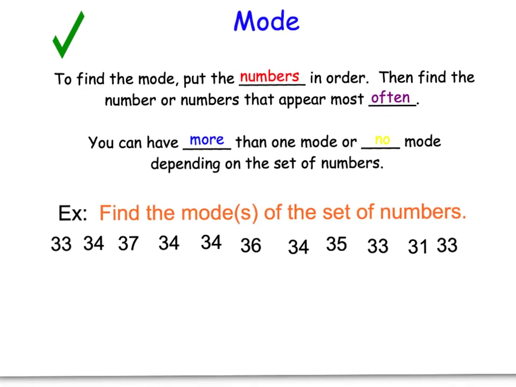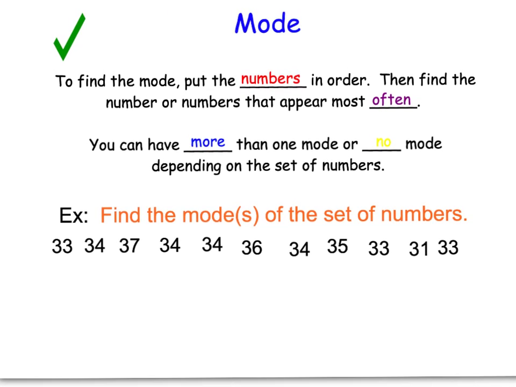Alright, well there's mode. And to find mode, again, you put the numbers in order. It's helpful to do that. And then you find the number or numbers that appear most often. And it's important to note that you can have more than one mode or no mode, depending on the set of numbers. So list those numbers in order. Otherwise, perhaps you can just look at the set and figure out the mode, but sometimes you forget a number and that can be dangerous. So I recommend putting them in order.